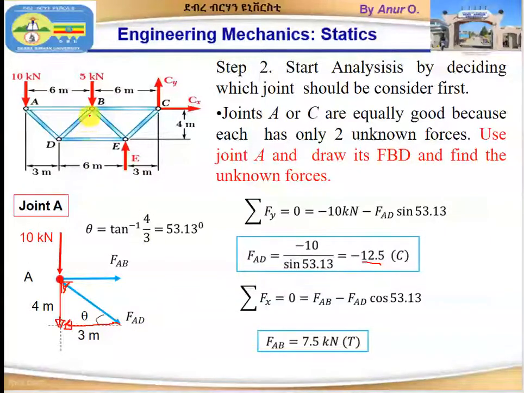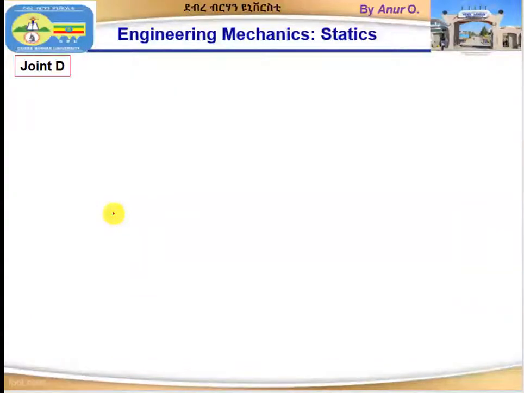Therefore next step, what is joint lead? Joint B with joint D. Joint B has four unknowns, it's impossible because there are four unknowns. What about joint D? Joint D, AD is known, we found minus 12.5. Okay, therefore DB is not yet known. Therefore I have to go next to joint D. Okay, joint D equilibrium, joint D we draw.